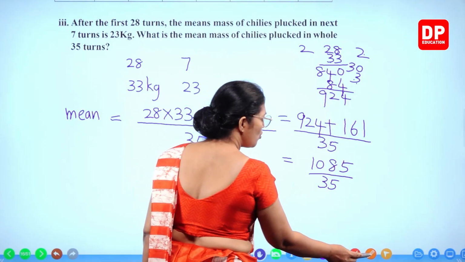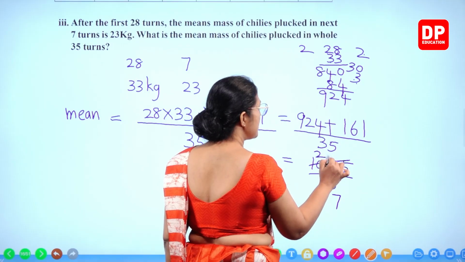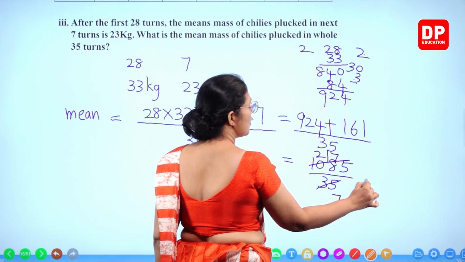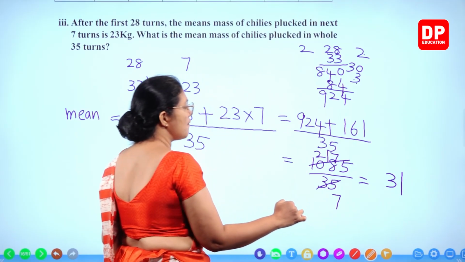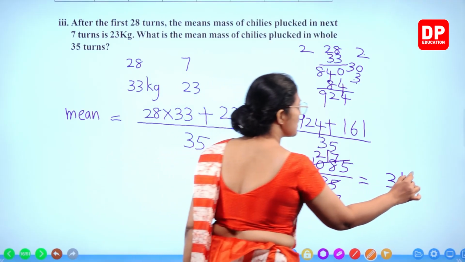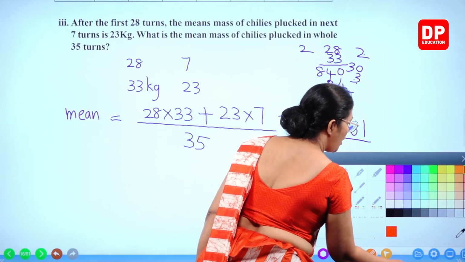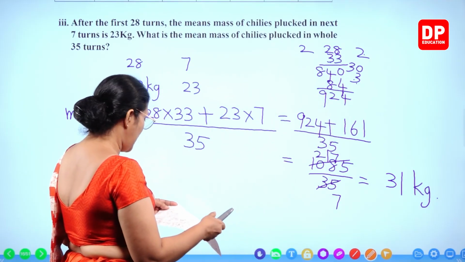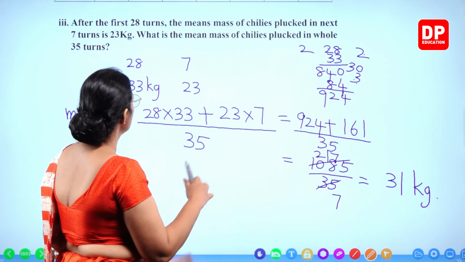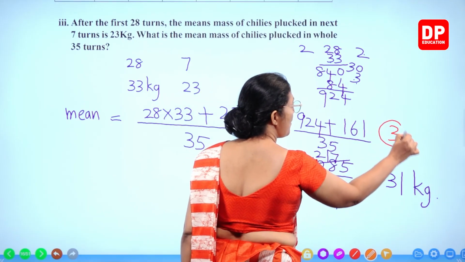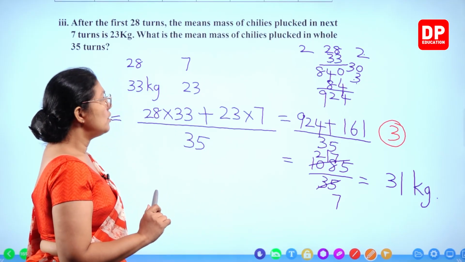You can do long division, or you can just simplify first. 5 times 7, 5 times 2, 5 times 1, and 7. Now you can divide by 7. 7 times 3, 21. 7 times 1, 7. 31 kilograms is the mean value. So how many marks for that part? You are getting 3 marks for that. For the whole process, you get 3 marks. So we have given altogether 10 marks for the whole question.